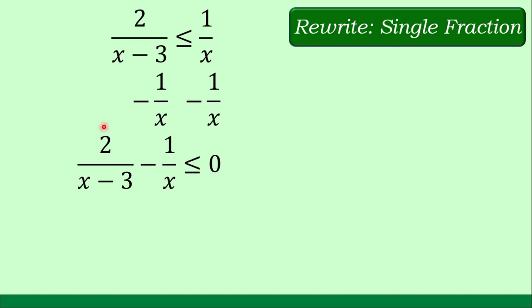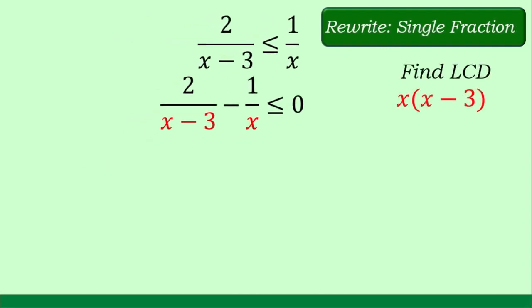Now let's look at the left side. Do we have a single fraction here? No, not yet. We have 2 rational expressions, and we are going to combine that to make it a single fraction. So how to do that? Since they have a different denominator, we are going to find the LCD. Since both have unique denominators, they don't have a common factor, so both will be part of our LCD. That's the product of x and x minus 3.